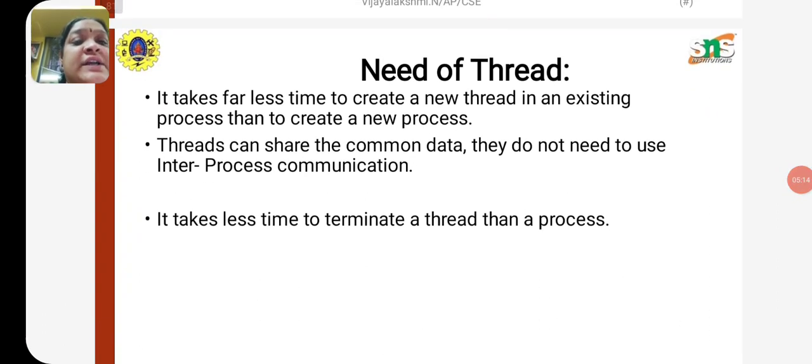What is the need of threads actually? Compared to a process, it takes less time to create a new thread in an existing process than to create a new process. So instead of creating a new process, we can create a new thread. Threads can share common data; they do not need to use interprocess communication, whereas processes have to use IPC to communicate. It takes less time to terminate a thread than a process. So creating and terminating a thread is far easier compared to a process.